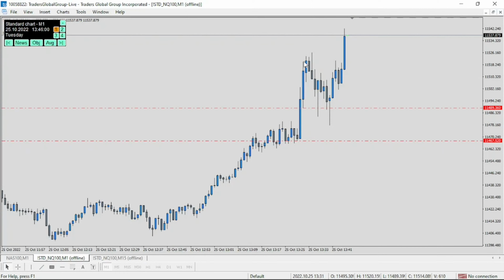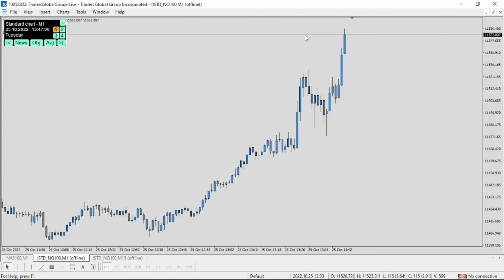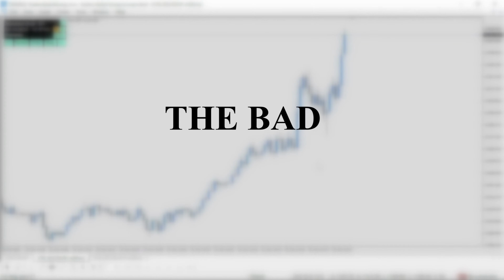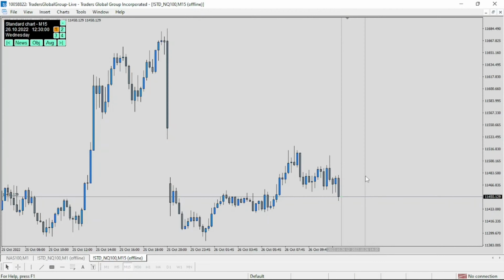You remember I told you in the previous lesson, the moment price takes out this high right here, which is like the 0 level of our fib, we break even. Let's go. So as you can see, price has gone all the way to our take profit, and this setup was very, very nice. So this is what formed on the 25th of October. That was on a Tuesday. Now let's get to the bad.